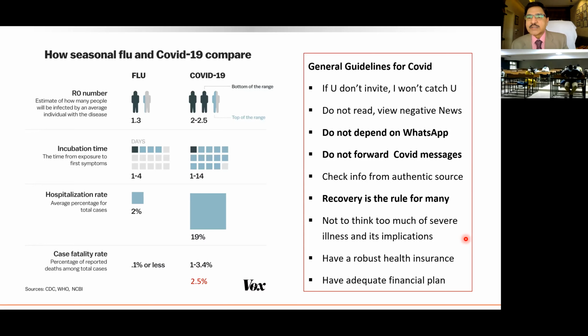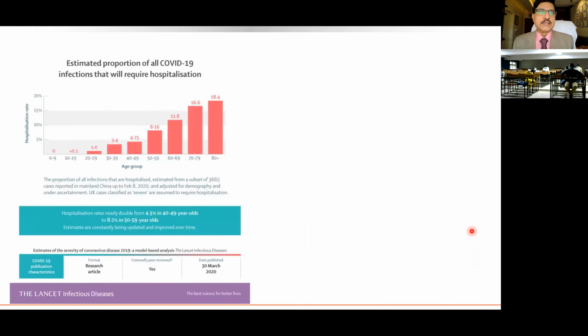Have a robust health insurance always. Now plan. There are top-up plans available. All of you can opt for a top-up health insurance plan. In case we require higher care, it will be in the tune of 20 lakhs, 30 lakhs, 40 lakhs. We may not be able to afford it from our pocket, and have adequate financial planning of whatever resources you have. These are the general guidelines.